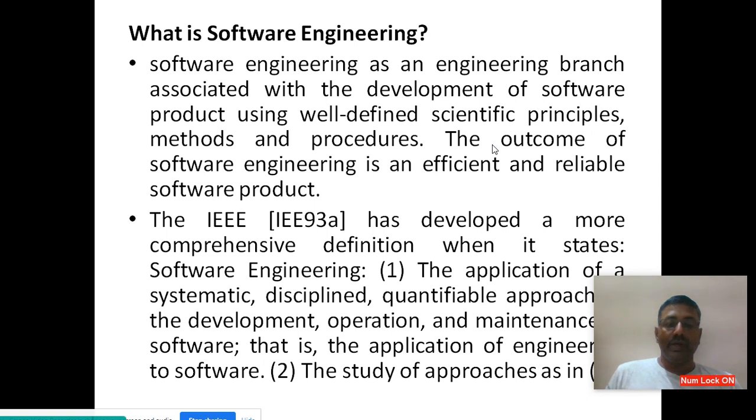Here, the IEEE point of view has developed a more comprehensive definition, which states that software engineering, for every application, has to be focused on a systematic, disciplined, quantifiable approach for the development, operation, and maintenance of the particular software. These are all the terms that should be focused in the right direction. This is the exact definition of software engineering.